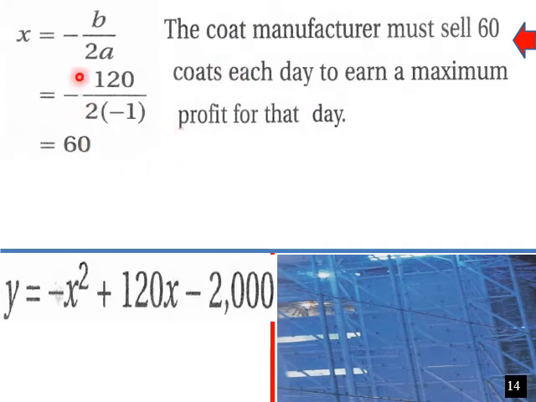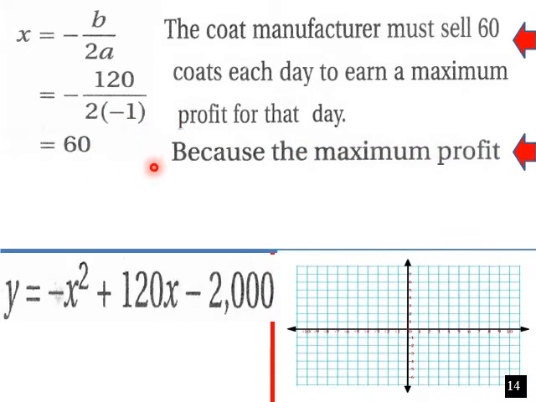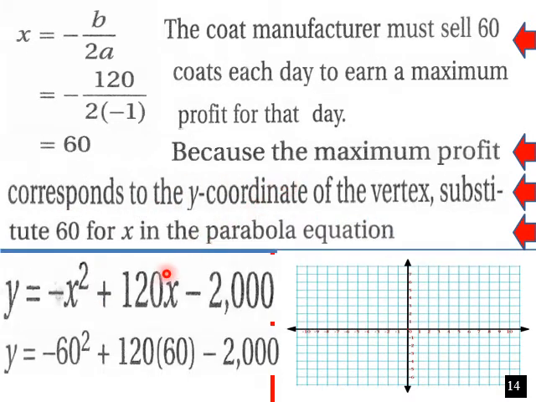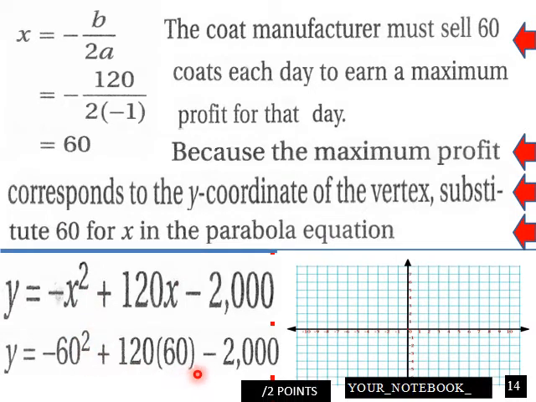profit for that day. So we have this situation here, negative b over 2a. We have the negative of 120 over negative 2, which is 60. So we plug that back into here. It corresponds to the y-coordinate of the vertex. Substitute the 60 back into the original, and we get negative 60 squared plus 120 times 60 minus 2.